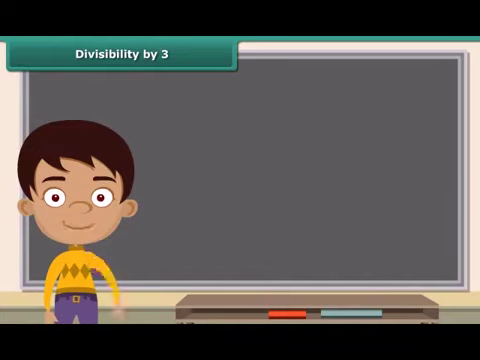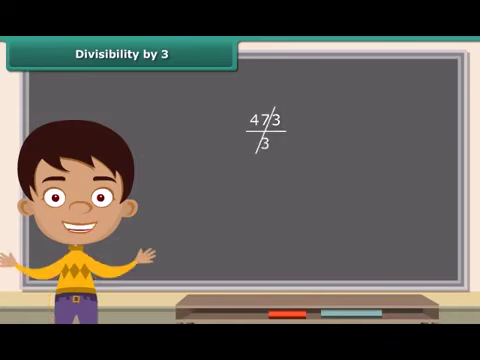We cannot apply a similar rule to check whether a number is divisible by 3 or not. You will see why. 363 ends with 3. When divided by 3, it leaves a remainder of 0. Therefore, 363 is divisible by 3. 473 also ends with 3, but when divided by 3, it leaves the remainder 2. Therefore, 473 is not divisible by 3.